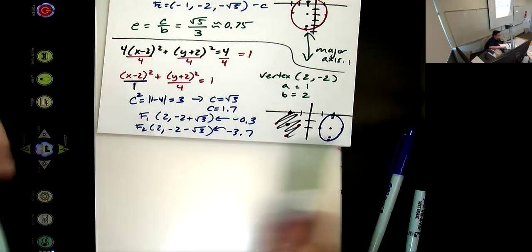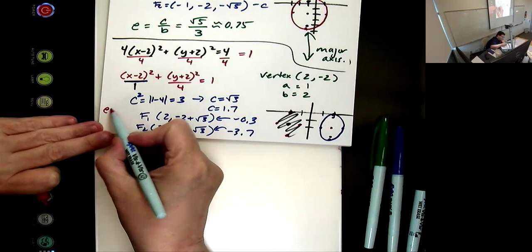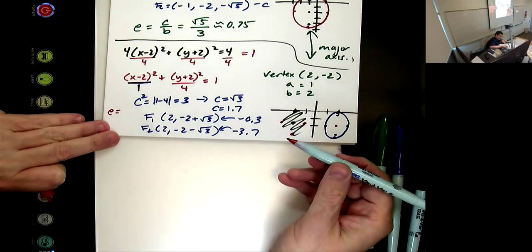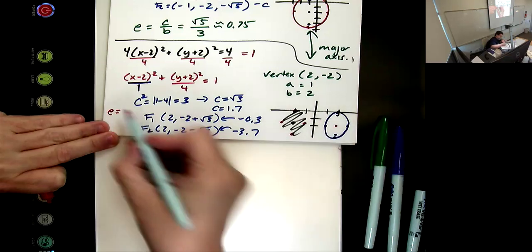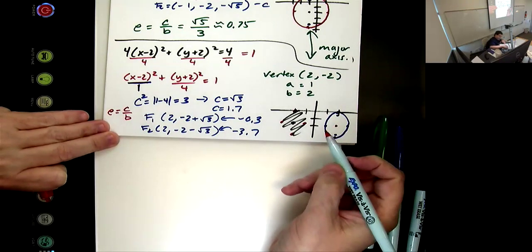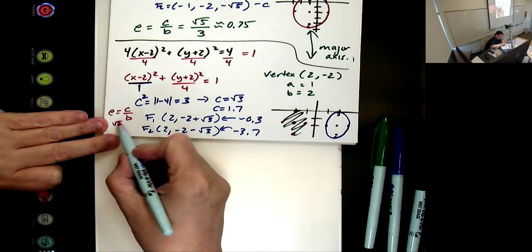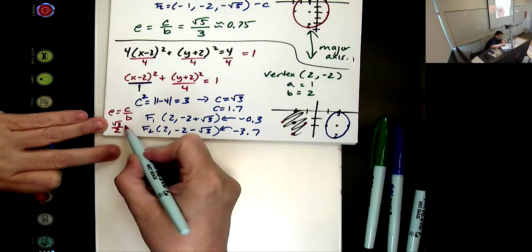What's E? I got 0.87. So E is C over what letter here? B. It's over B in this case. So square root of 3 over 2 is about 0.87, yeah.